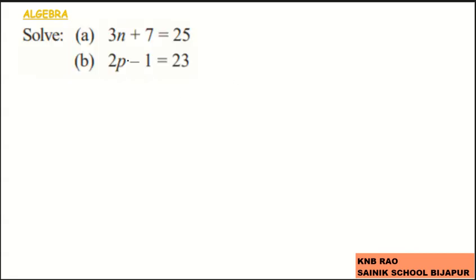I will take one of them. First one I am considering 3n plus 7 equals to 25. See children, first identify where the variable is. So, the variable is in the left hand side. Now, in that left hand side, is there the variable term alone or having any other numbers along with it? It has got numbers along with that. See, n is multiplied by 3 and later that product is added with 7.